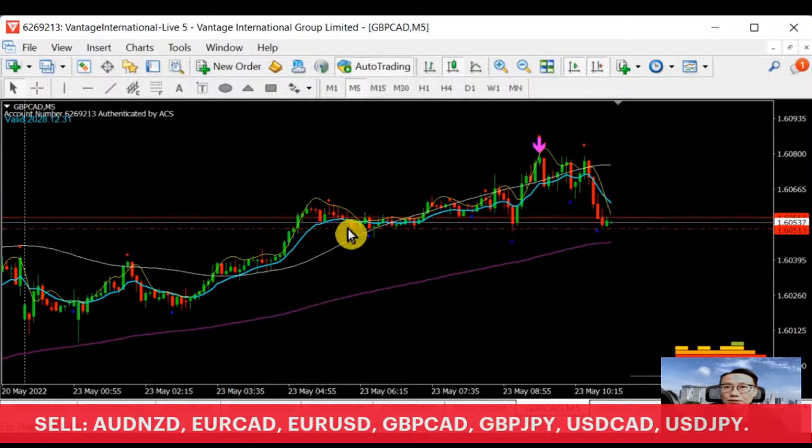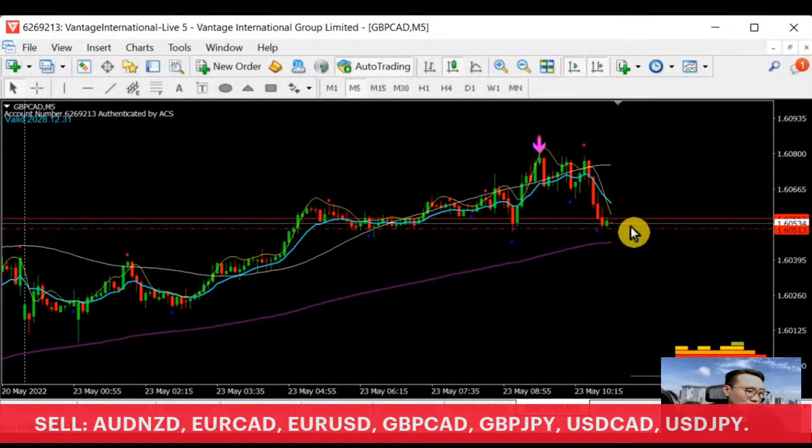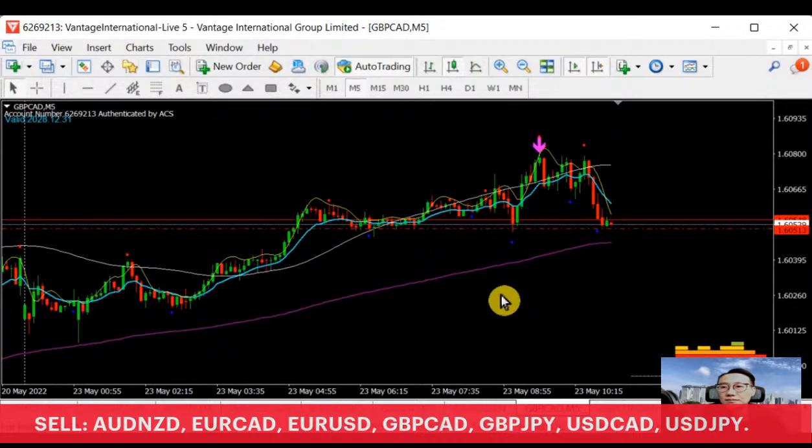Okay, can you see all the support here? All these support over here. So right now, I am waiting for it to break the support and retest the support as a resistance before I start to sell.